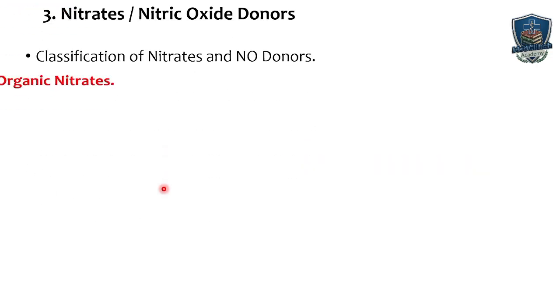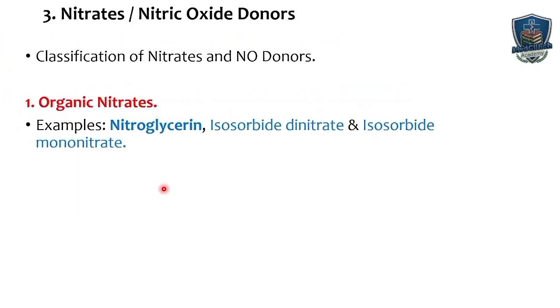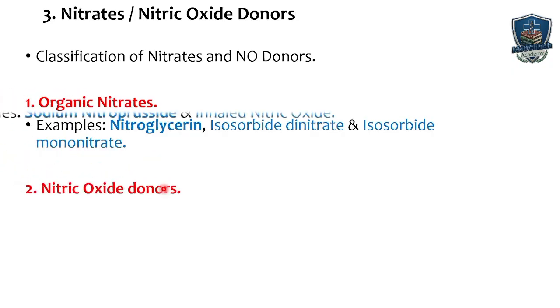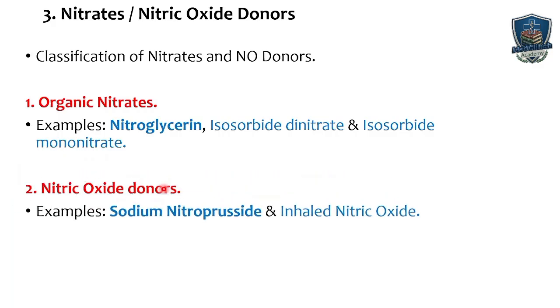Now, when it comes to classification of nitrates and nitric oxide donors, the first class that we have are the organic nitrates. Now, these have to be converted. We have got the likes of nitroglycerin or GTN, isosorbide dinitrate and isosorbide mononitrate. We also have the nitric oxide donors. Here we have sodium nitroprusside and inhaled nitric oxide.